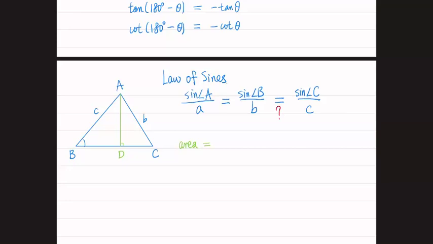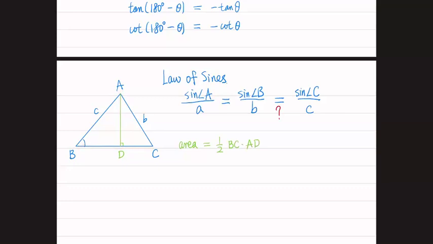Hold on. Okay, Isabel. Oh wait, sorry, I was muted. I think you use BC times AD over 2. Okay, so we can use the formula 1/2 of the base times the height. 1/2 BC AD.